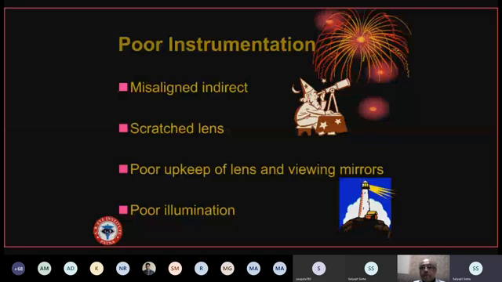Poor instrumentation: misaligned indirect, scratched lenses. Okay, many a times we are not able to make out the fundus, but we are not aware that the indirect has a thin film of dust on it. The condensing lens has a thin film of dust on it. It is a scratched lens, and that is all accounting for a poor view of the retina. So the instrument also has to be kept in mind, that your instrument is in perfect health and condition, and poor illumination.